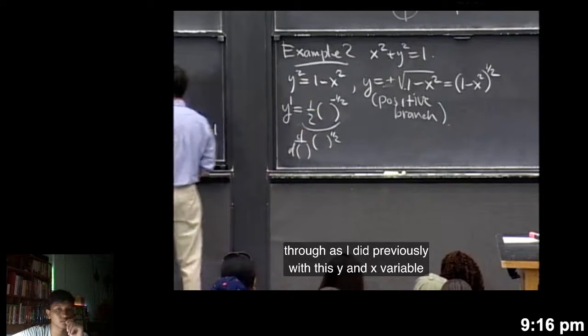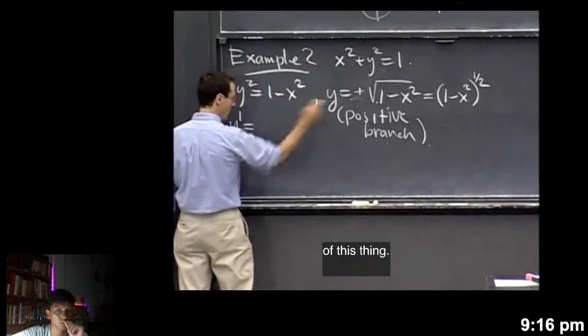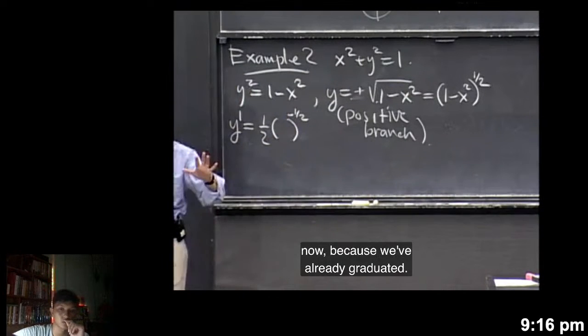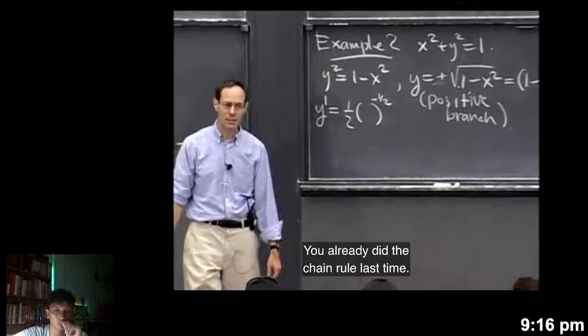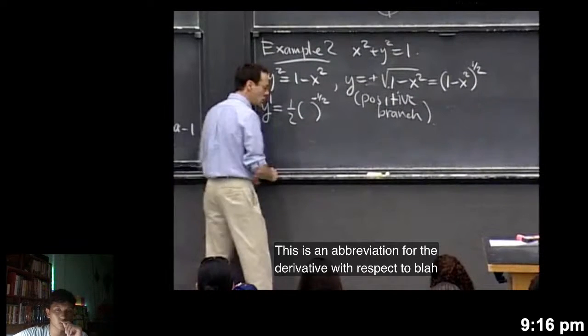All right, so how do we do that? Well, the first factor I claim is the derivative of this thing. So this is a half y to the minus 1/2. So I'm doing this by the sort of advanced method now because we've already graduated. You already did the chain rule last time. So what does this mean? This is an abbreviation for the derivative with respect to blah of blah to the 1/2, whatever it is.